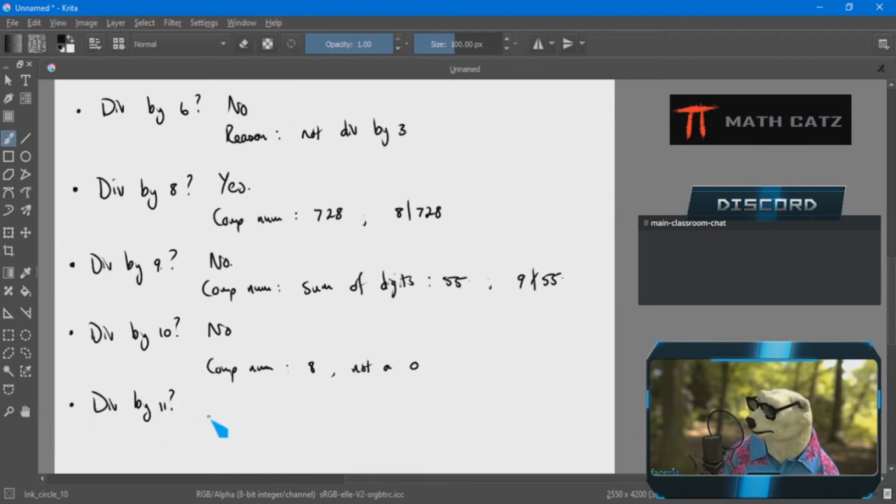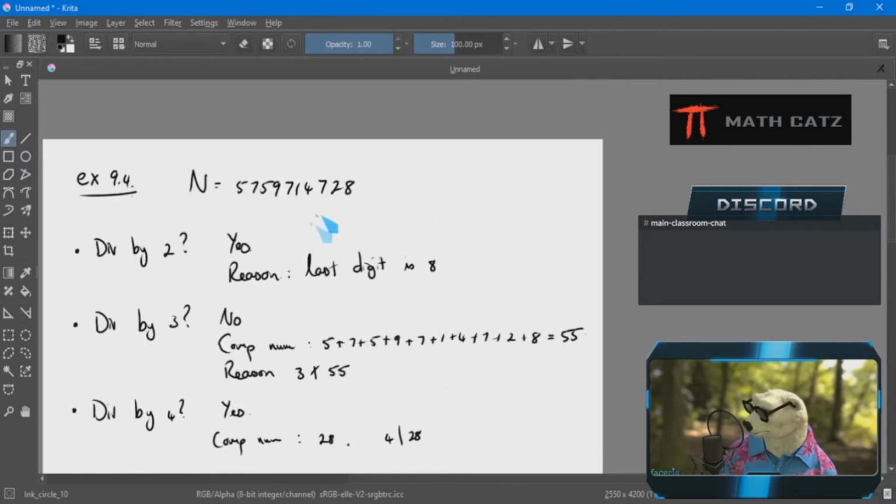Then lastly, divisibility by 11. Don't let me go too fast. Feel free to interrupt me at any stage. My comparison number that I have to check, well, let's go up. I remember that starting from right to left, I have a plus, minus, plus, minus, plus, minus, plus, minus, plus, minus. So let's set that up. Oopsie.